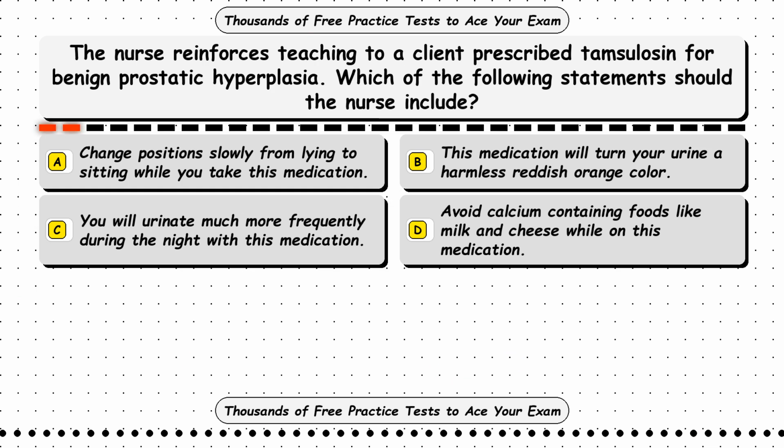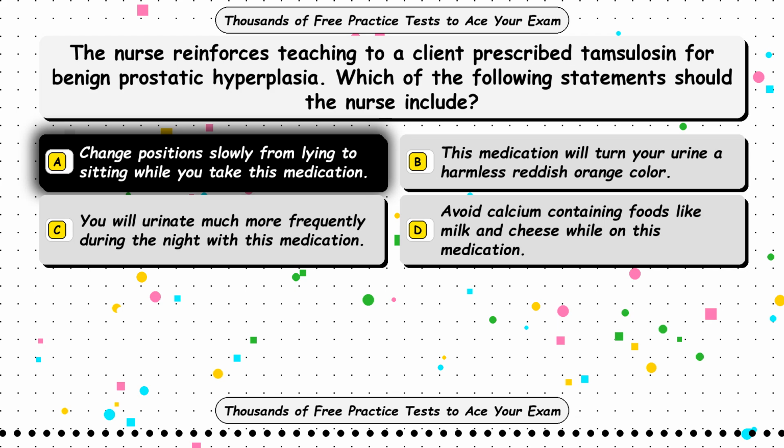Question 145. The nurse reinforces teaching to a client prescribed tamsulosin for benign prostatic hyperplasia. Which of the following statements should the nurse include? Option A, change position slowly from lying to sitting while you take this medication. Option B, this medication will turn your urine a harmless reddish-orange color. Option C, you will urinate much more frequently during the night with this medication. Option D, avoid calcium-containing foods like milk and cheese while on this medication.